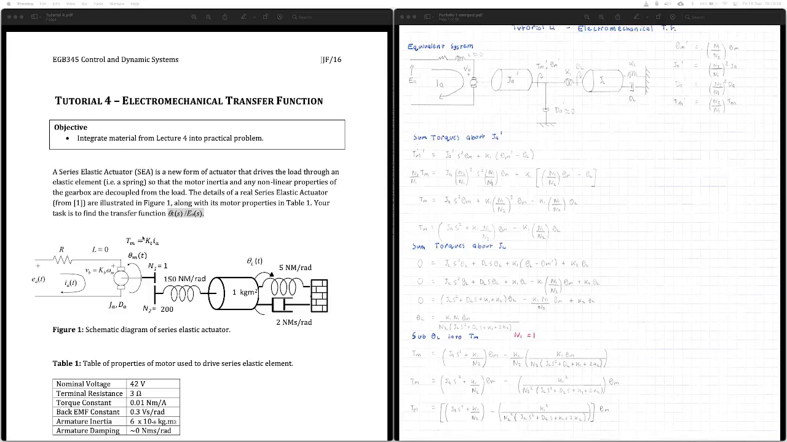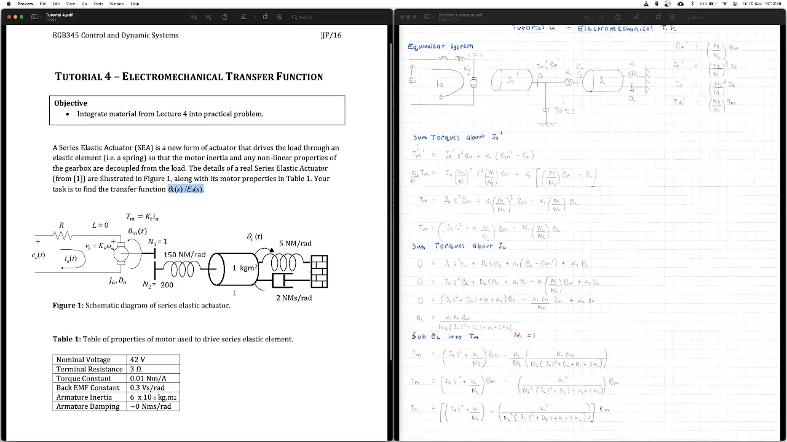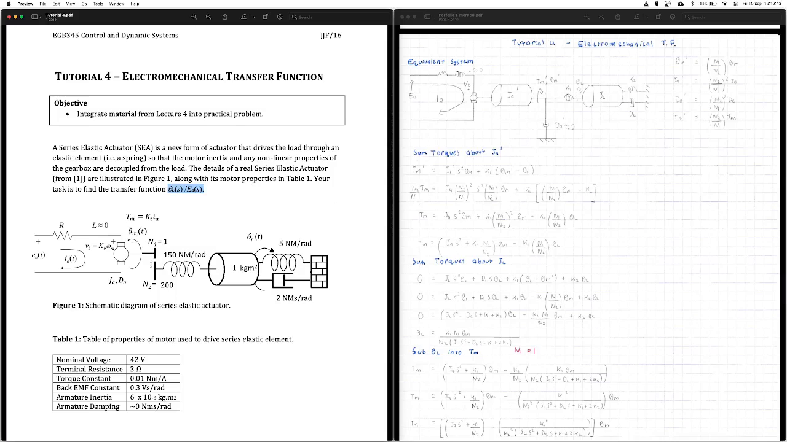This is tutorial 4, the electromechanical transfer function. So the goal of this question is to find theta L on EA. We're given this system here. First step is to simplify this gearbox. So I've drawn an equivalent system here.